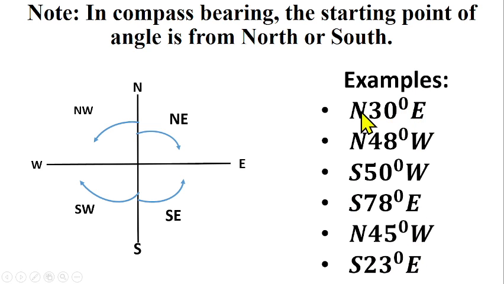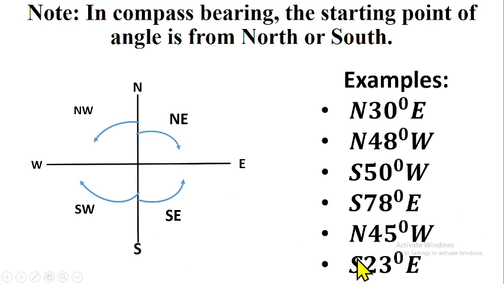I have 30 degrees northeast. That means I'm moving from the north to the east 30 degrees. I have northwest, 48 degrees northwest. I'm moving 48 degrees from the north to the west. That is correct. 50 degrees southwest is an example of compass bearing. I'm moving 50 degrees south to the west. That is correct. I have 78 degrees southeast. I'm moving 78 degrees south to the east.